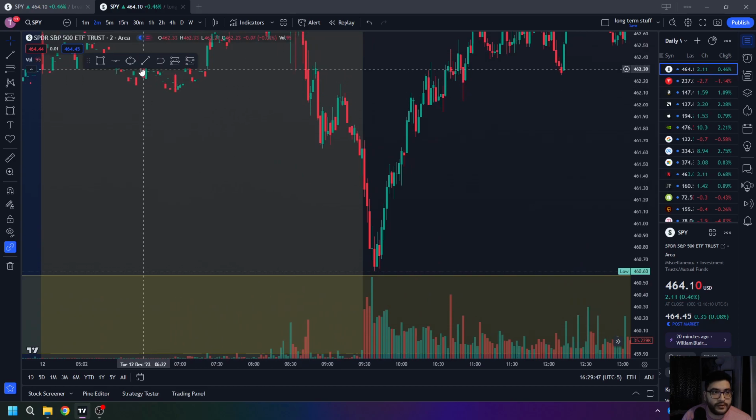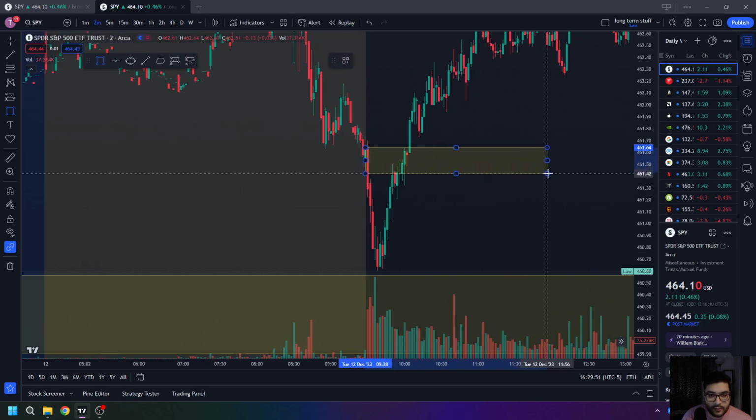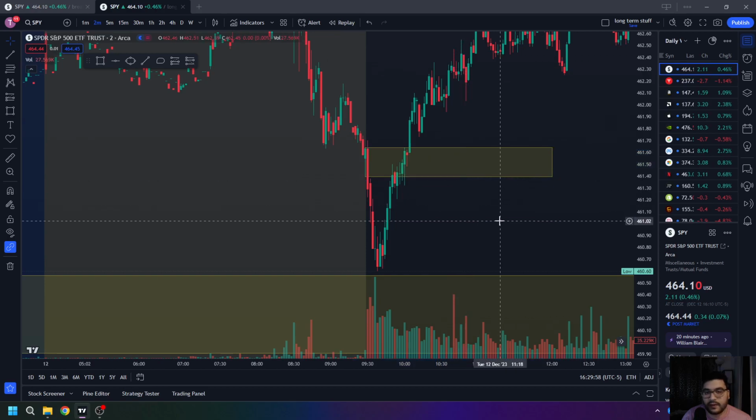I would probably draw a box on the 2-minute right over here. Okay, this would be one of my boxes on the 2 minutes, because in this box, that means the price came right back down. It bounced around this box and now it's continuing to go up.